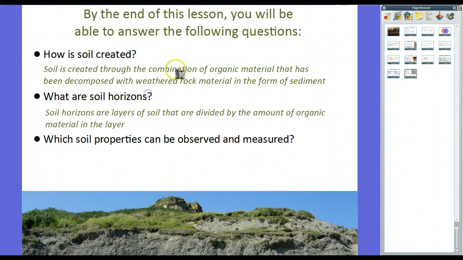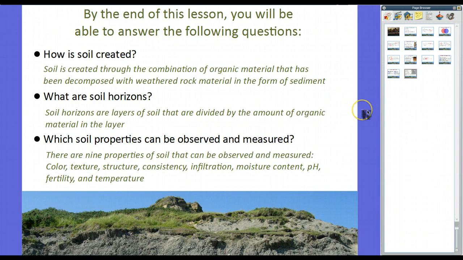Now, soil horizons are the layers of soil that are divided by the amount of organic material in the layer. Your A horizon is your topsoil, your B horizon is your subsoil, and C horizon is usually your bedrock, or where we're at, older sediment pushed down by the river. Finally, which soil properties can be observed and measured? There's 9 of them. Okay, color, texture, structure, consistency, infiltration, moisture content, pH, fertility, and temperature. And all of those can be used to classify the soils, of which there are 12 types on Earth.